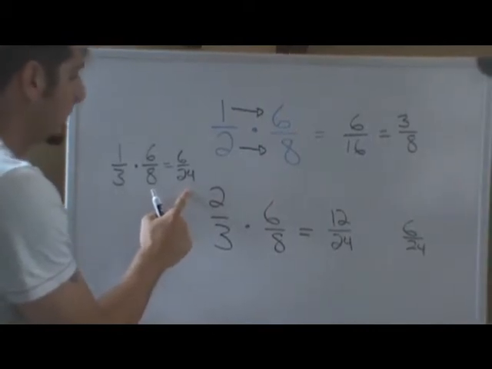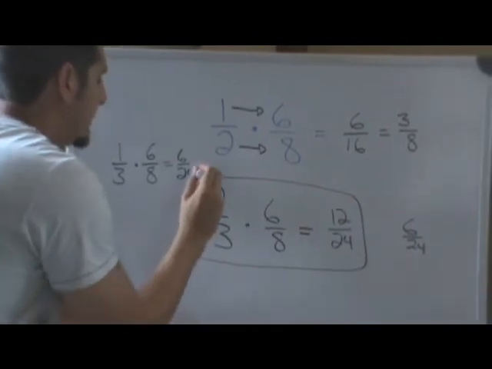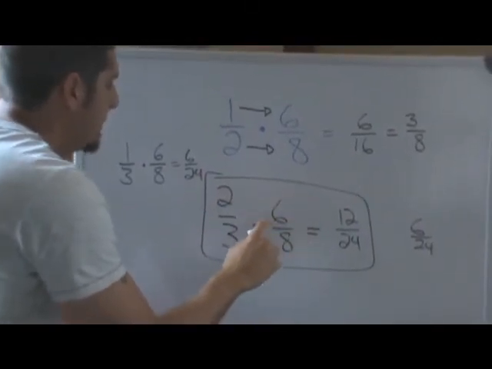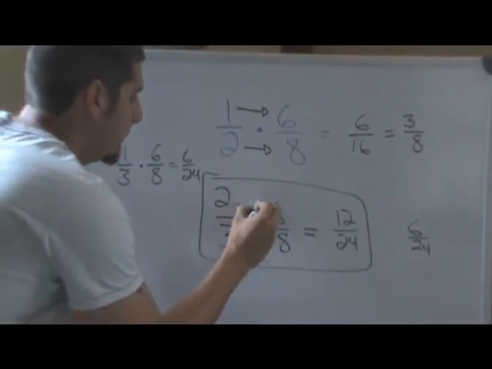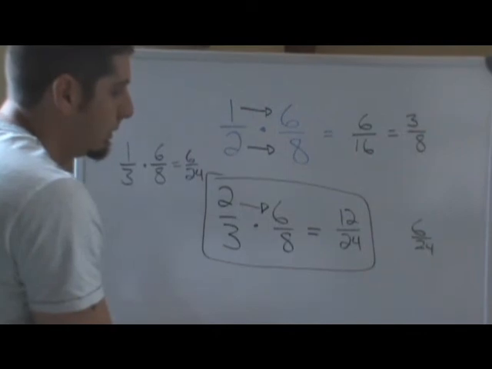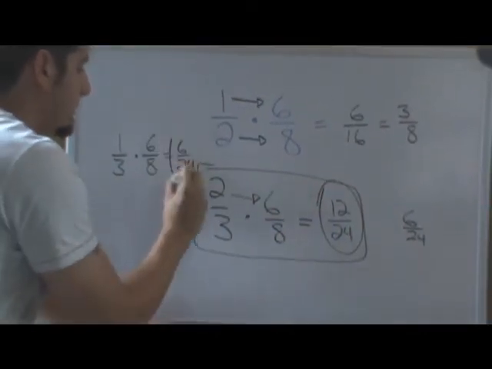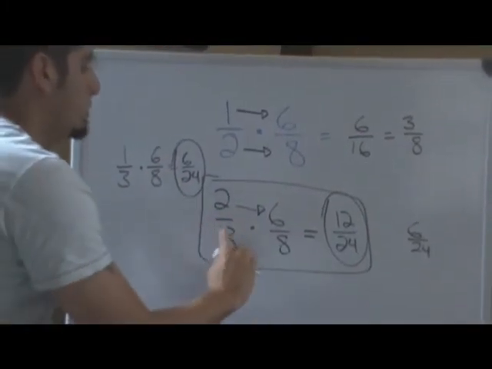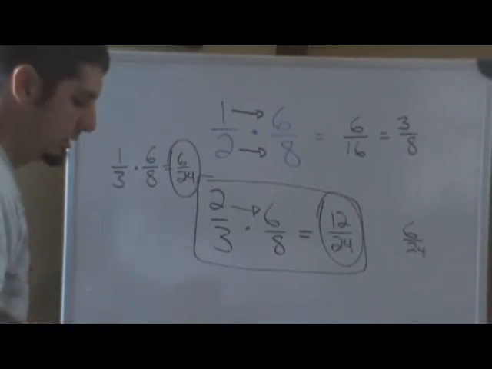of 6/8 is. But over here, I can't just leave the number of slices I have the same because now I'm looking for 2/3, which is twice as much. So I've got to multiply the number of pieces I have by 2. And so then I get 12 24ths instead of 6 24ths. 1/3 would be 6 24ths. 2/3 would be 12 24ths. It's twice as big. Okay.